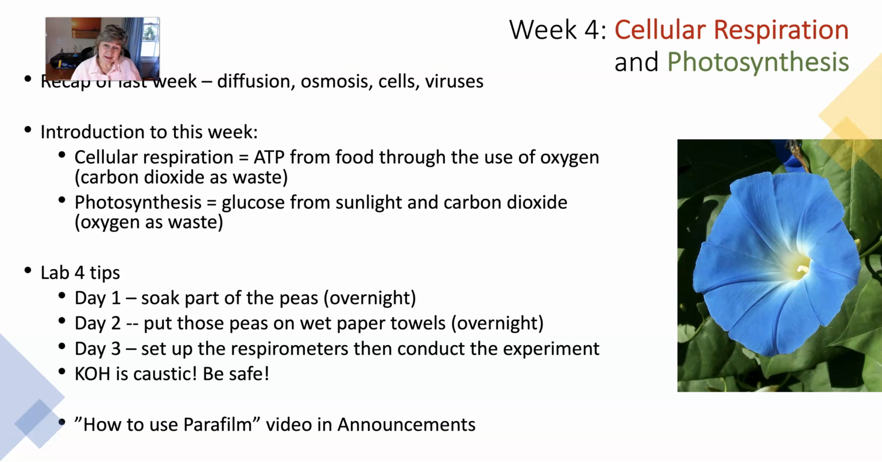So the first day, this has to be done at least by Thursday so that you can get finished with this experiment. Soak the peas overnight, as described in the lab instructions. The second day, put the peas on wet paper towels overnight. Don't let them dry out. If they dry out, they'll die. So you can't let them dry out. On the third day, you need to set up the respirometers. And these are the contraptions with the tubes and the pipettes that you're going to set up per the instructions in the lab, and then conduct the experiment.